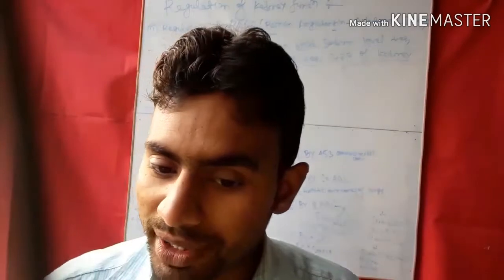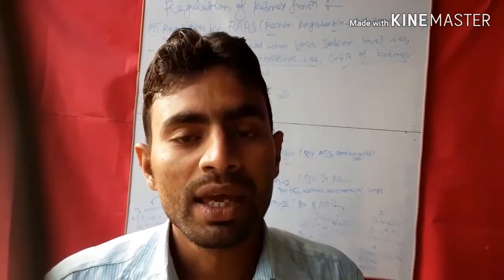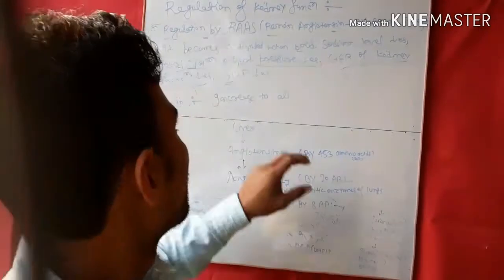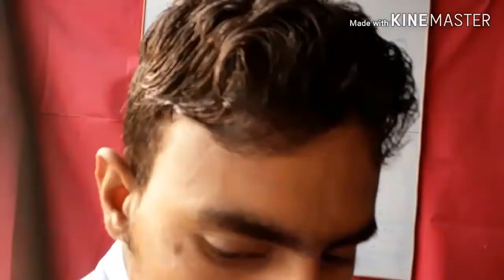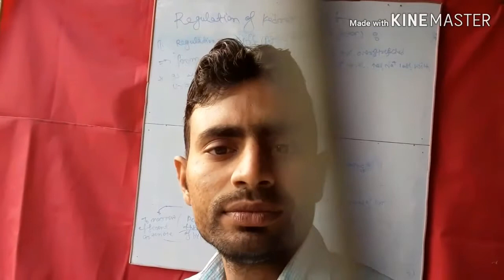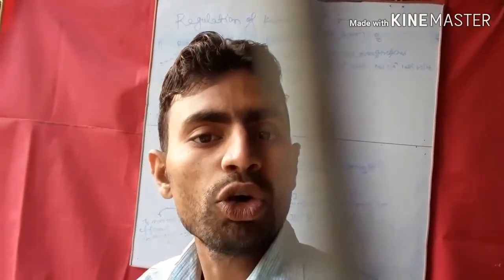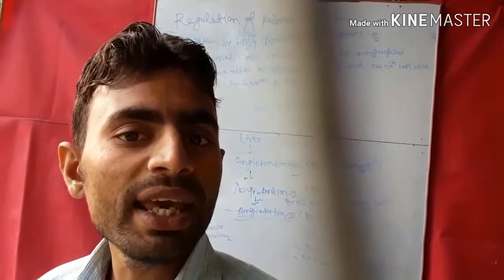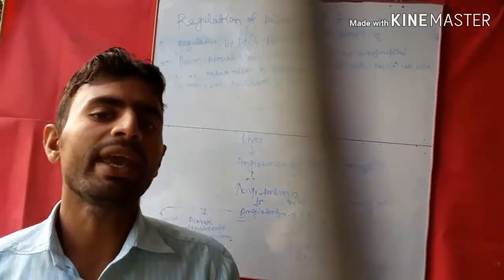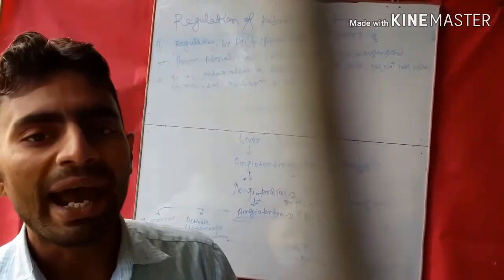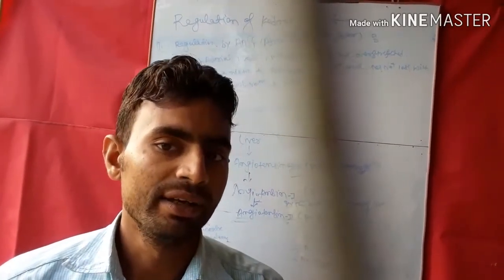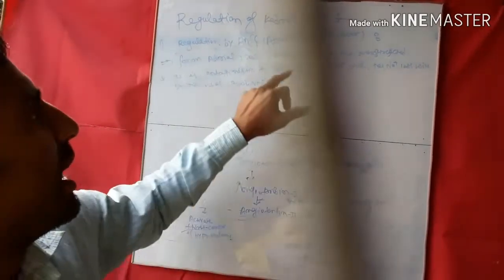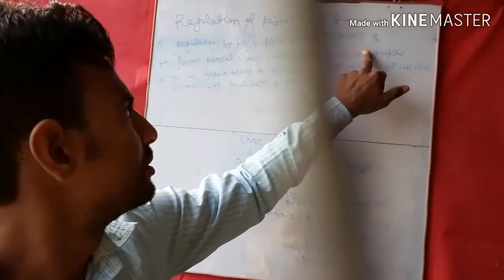Okay, and the next point is regulation by ANF. Kidney function is regulated by ANF. Second point, regulation of kidney function by ANF. ANF stands for atrial natriuretic factor, not arterial.